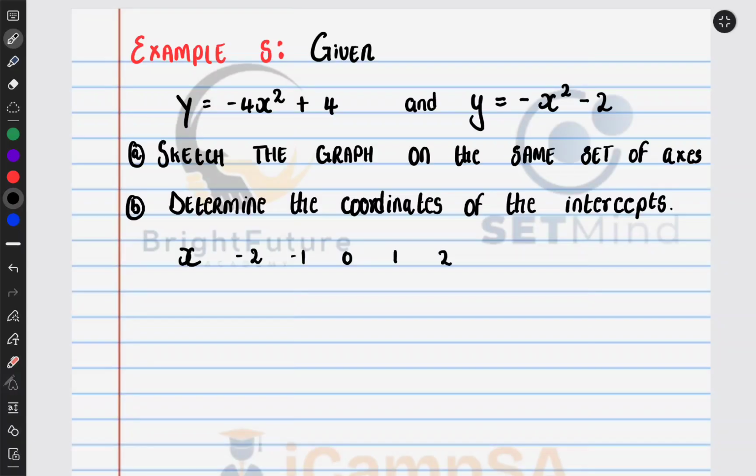Then for the first graph, these are the y values. It's -4 times -2 squared plus 4, which is equal to -12. Then -1 gives 0, so y is 0 there, and 0 gives 4. And lastly, for 1 and 2 we have 0 and -12. That is for the first function.